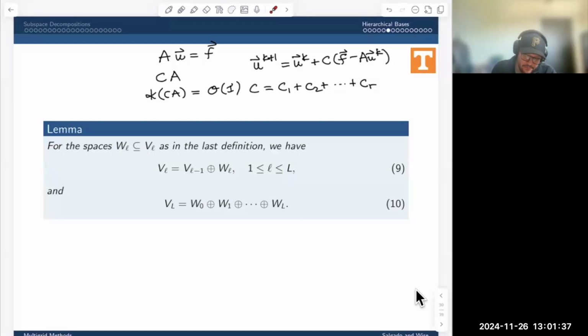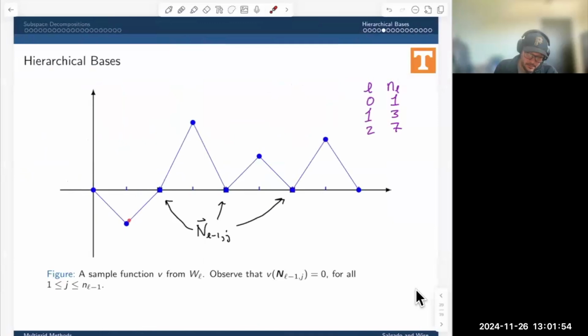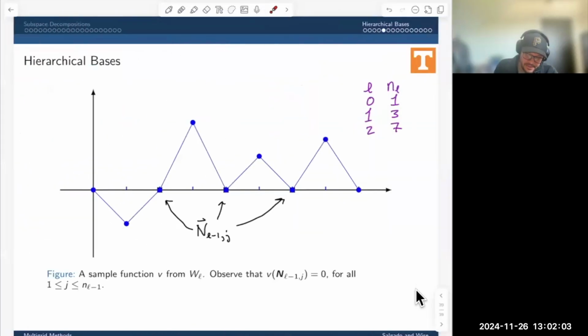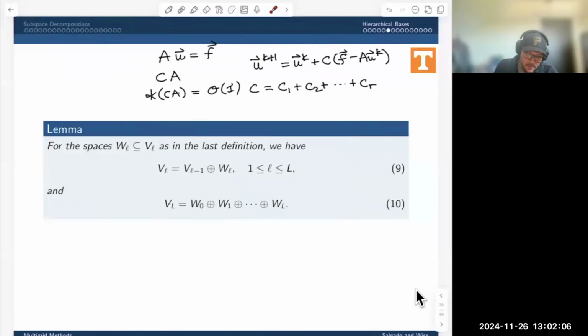All right, now we can show that VL is equal to a direct sum of V_{L-1} plus WL. And the reason is because this contains the new information of stuff which is not zeroed out at these points. And the functions in this space have degrees of freedom precisely at those points. So we can show, and we're going to show, that VL can be written as such functions, functions which have degrees of freedom at the nodes in L minus 1 and degrees of freedom at the new nodes.